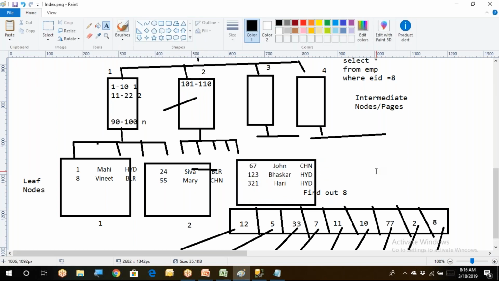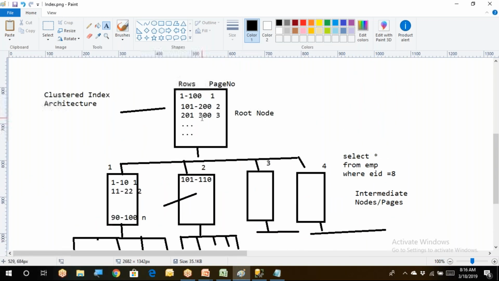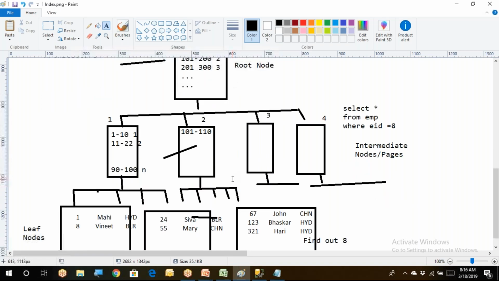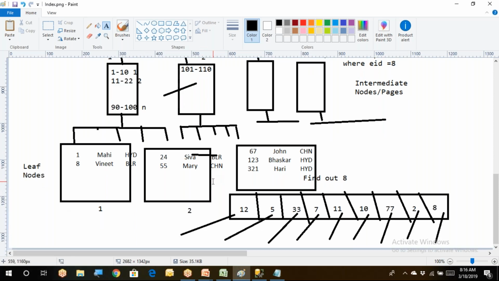So people would ask you, what is the clustered index architecture? The clustered index architecture would be like this. You have a root node, an intermediate node, and a leaf node, so that you should be able to easily come to the appropriate pages. Now this architecture is similar to when you drive a car with gears. How is the gear architecture?